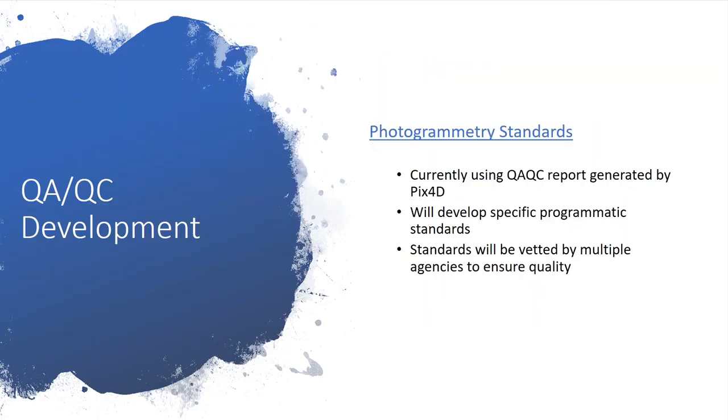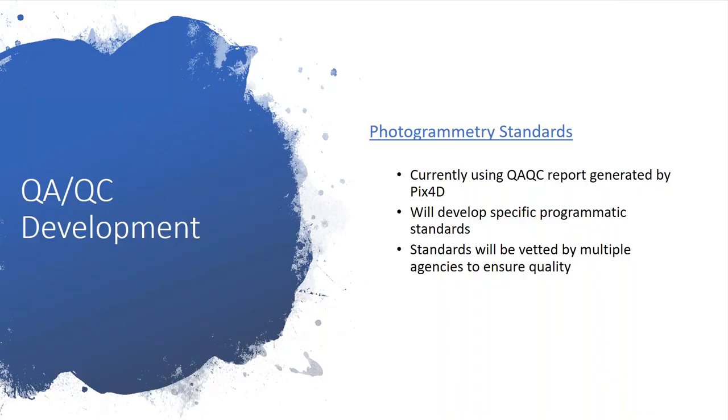The photogrammetry standards are the biggest area where we're going to have to continue some additional work. Currently, we use the QA/QC report that's generated by Pix4D, which is the software that we use. It'll tell you what your percentage of error is and how many of your points are outside the boundaries of its own internal QA/QC. If we lose more than 2 or 3% of our points, then we don't use that data, because that's what Pix4D recommends.